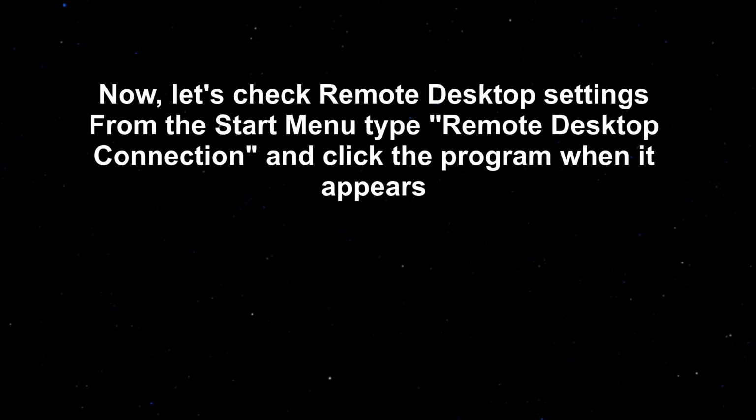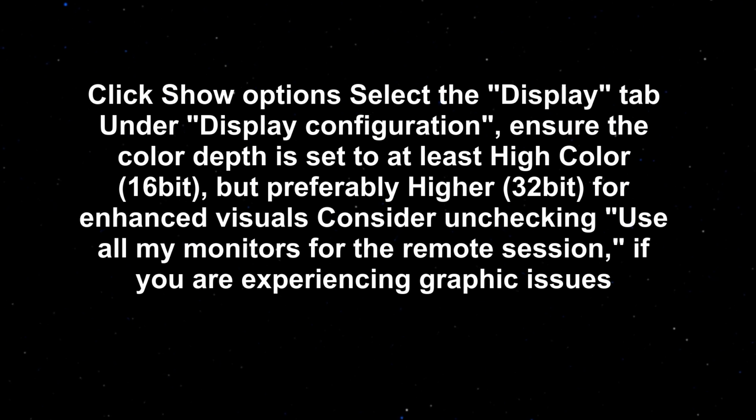From the Start menu, type Remote Desktop Connection and click the program. When it appears, click Show Options. Select the Display tab. Under Display Configuration, ensure the color depth is set to at least high color 16-bit, but preferably higher, 32-bit, for enhanced visuals. Consider unchecking Use All My Monitors for the remote session if you are experiencing graphic issues.